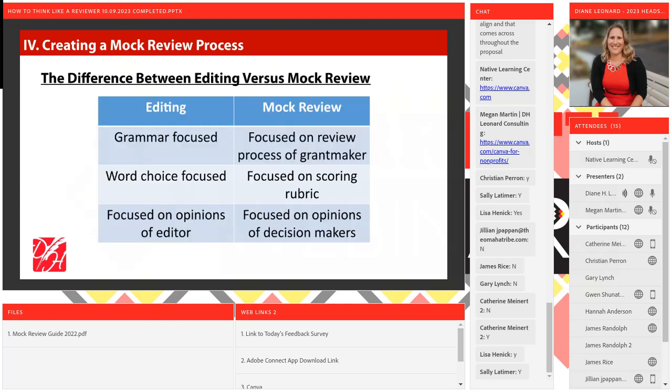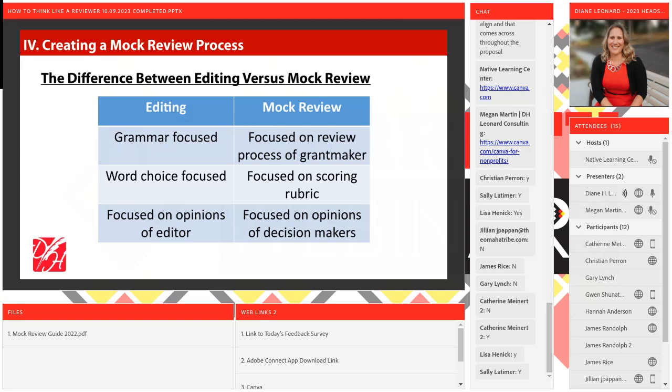You may have a very, very strong editor on your team. They've got a great red pen. They love to be in the suggesting mode in your document. And that also is fantastic, but that is copy editing. It's grammar focused, it's word choice focused. It is based on the opinion of the editor. That by itself is not going to make our proposal stronger.